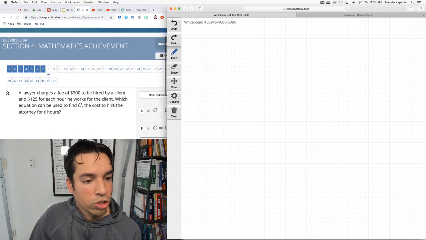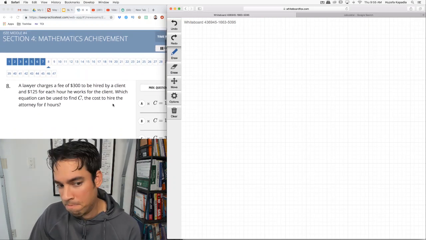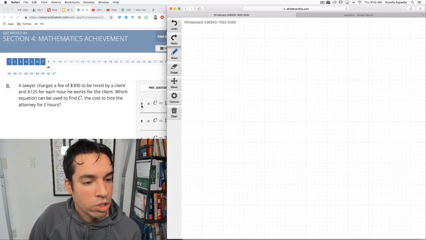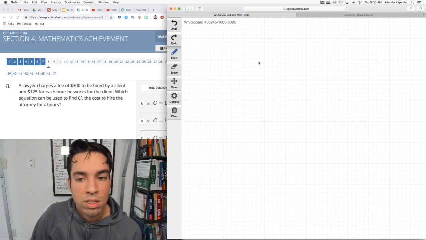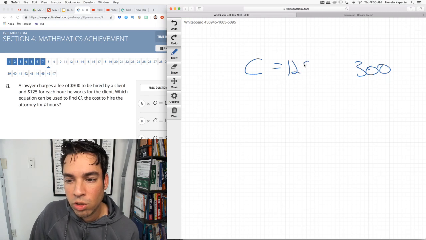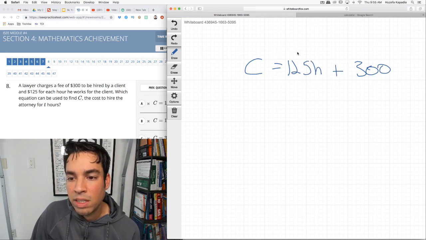Okay, a lawyer charges a fee of $300 to be hired by a client and $125 for each hour he works for the client. Which equation can be used to find the cost? Okay, look, check it out. The cost is a flat rate of 300. Then it's 125 per every hour. And these two are added together.